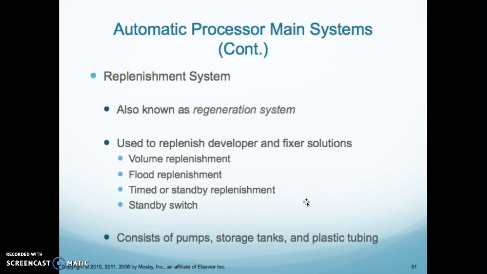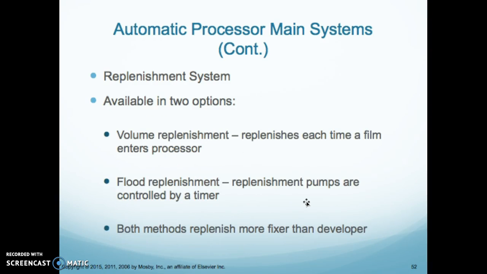The replenishment system, also known as the regeneration system, is used to replenish the developer and fixer. So there's different types. There's volume replenishment, flood replenishment, timed or standby replenishment, and standby switch. It consists of pumps, storage tanks, and plastic tubing. So the main two options are the volume replenishment, which replenishes each time a film enters the processor. There's flood replenishment, where pumps are controlled by a timer. Both methods replenish more fixer than developer.